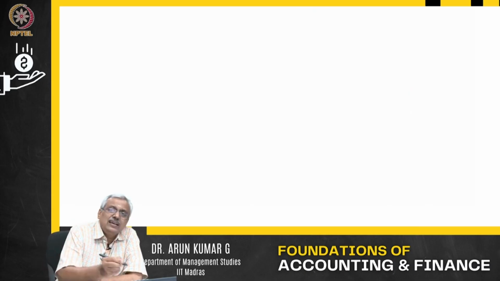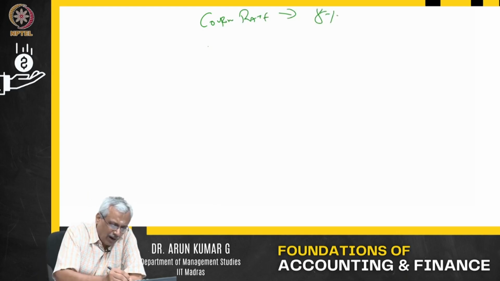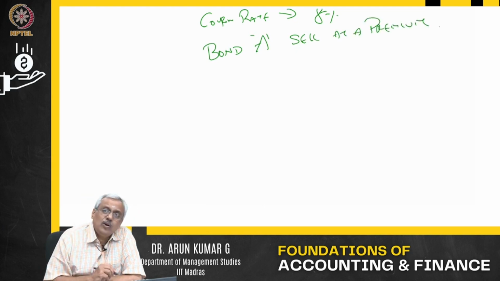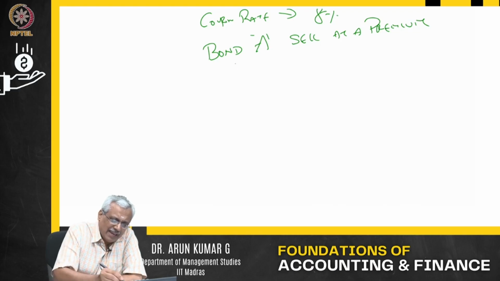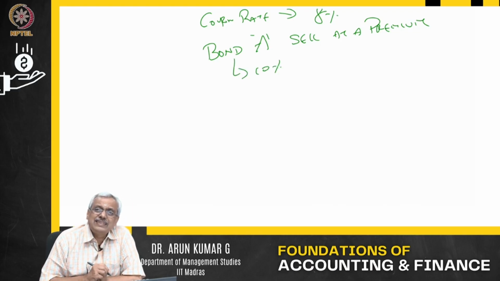Supposing, let us say, the coupon rate of a 2-year bond is only 8%. Then the bond will sell at a premium. Bond A will sell at a premium. Why? Because the bond A is giving a coupon of 10%. Then what happens? What is the price you buy the bond?